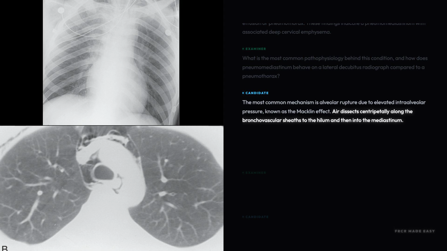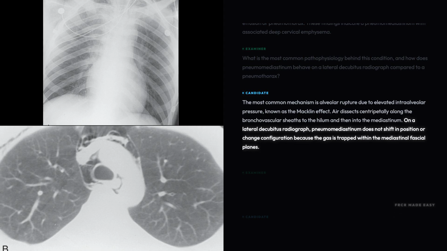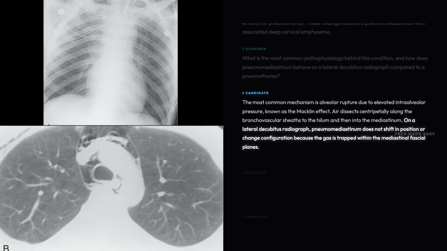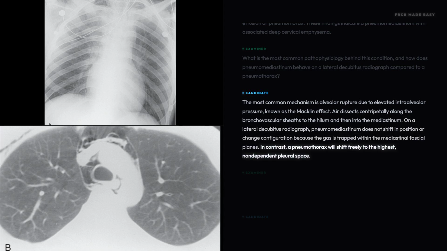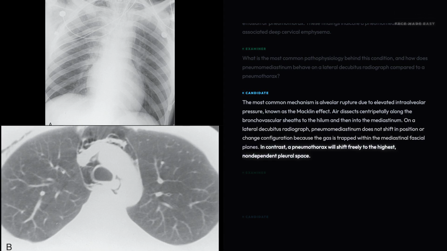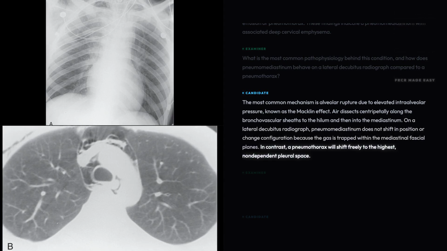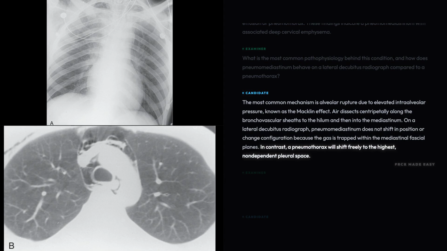On a lateral decubitus radiograph, pneumomediastinum does not shift in position or change configuration because the gas is trapped within the mediastinal fascial planes. In contrast, a pneumothorax will shift freely to the highest, non-dependent pleural space.